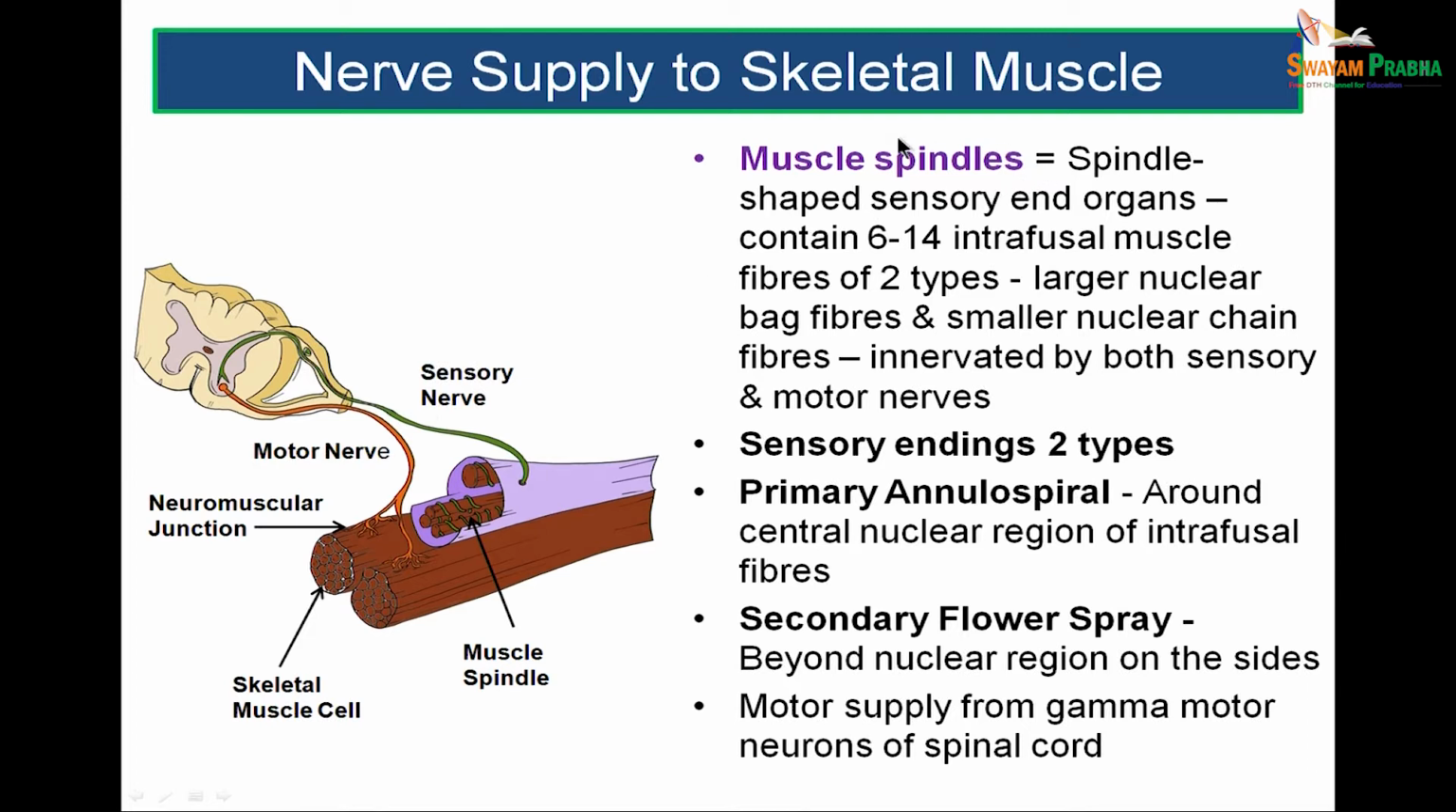What is this muscle spindle? It is a spindle shaped sensory organ, hence the name. It contains intrafusal muscle fibers of two types, large nuclear bag fibers and small nuclear chain fibers, which are innervated by both the sensory as well as the motor nerves. Sensory endings are of two types, the primary annulospiral and the secondary flower spray endings.